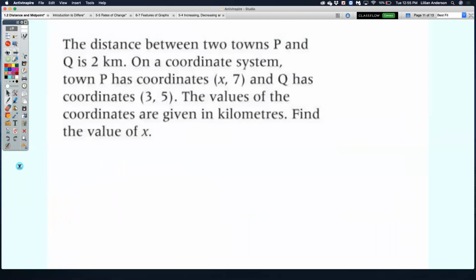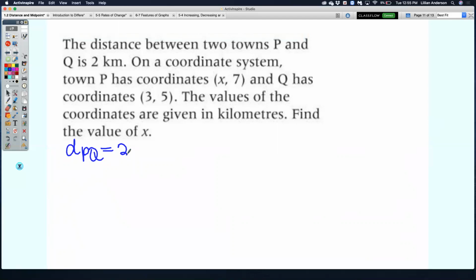You guys did a few of these when you did your con assignment, but not one with distance. It says the distance between two towns, P and Q, is 2 kilometers. So the distance between P and Q is equal to 2. On a coordinate plane system, town P has the coordinates of (x, 7) and Q has the coordinates of (3, 5). The values of the coordinates are given in kilometers. Find the value of x.